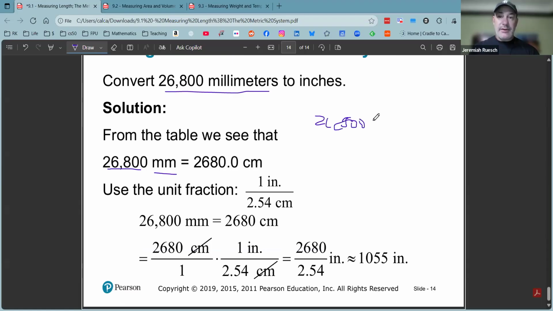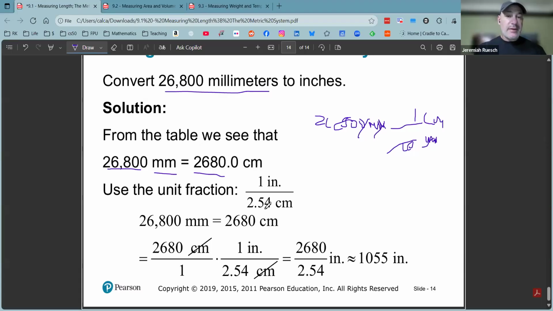So that's 26,800 millimeters, and I want centimeters, and I want to get rid of millimeters. Okay, so for every 1 centimeter, there are 10 millimeters. So the millimeters cancel, and I have 26,800 centimeters divided by 10. And so that's going to reduce this by 1 zero, and that's where the 2,680 centimeters comes from.